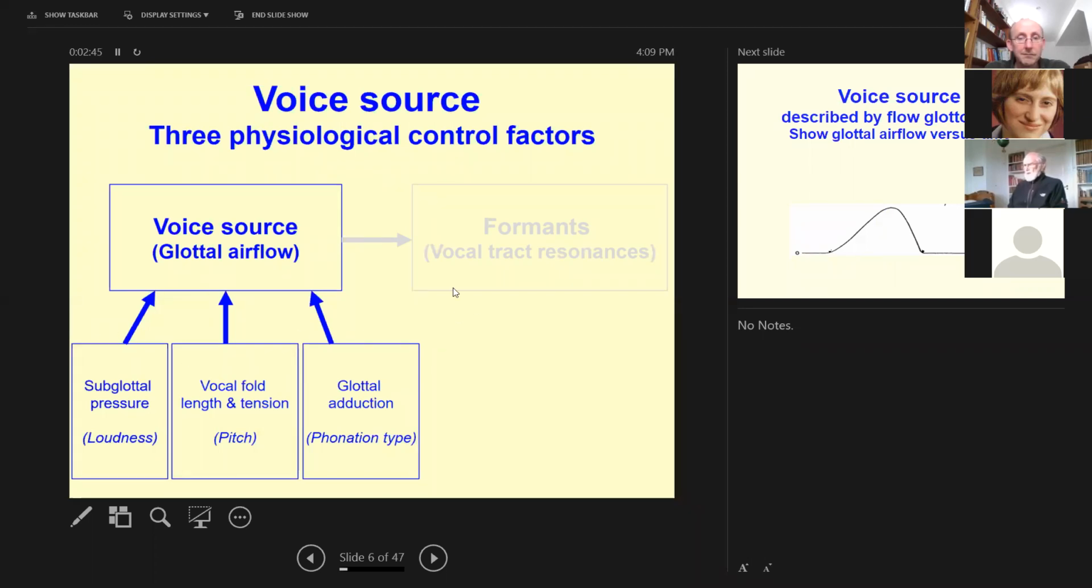That is a very important survival function, because if somebody is joining the inhalation air and wants to invade the lung, we have a very quick mechanism that closes the glottis and starts coughing. So glottal adduction is quite quick and very forceful. If you lift a piano, you close the glottis very, very firmly in order to stabilize your chest so that the arms have stable and reliable support. Okay, so those are the three physiological control factors for voice source.